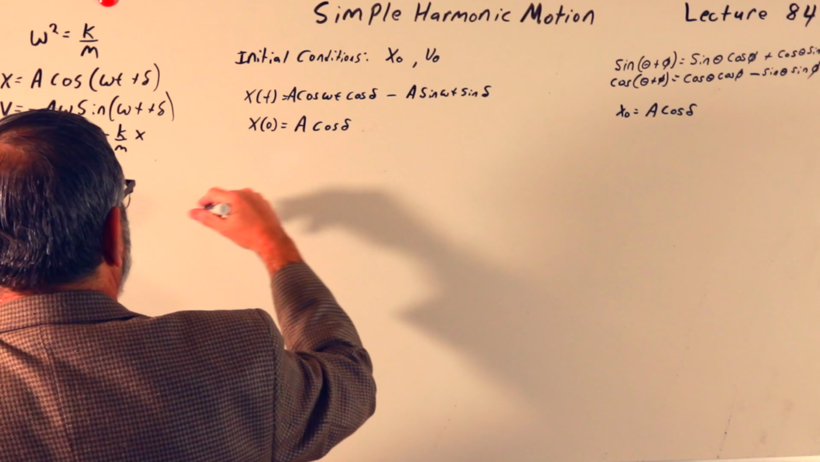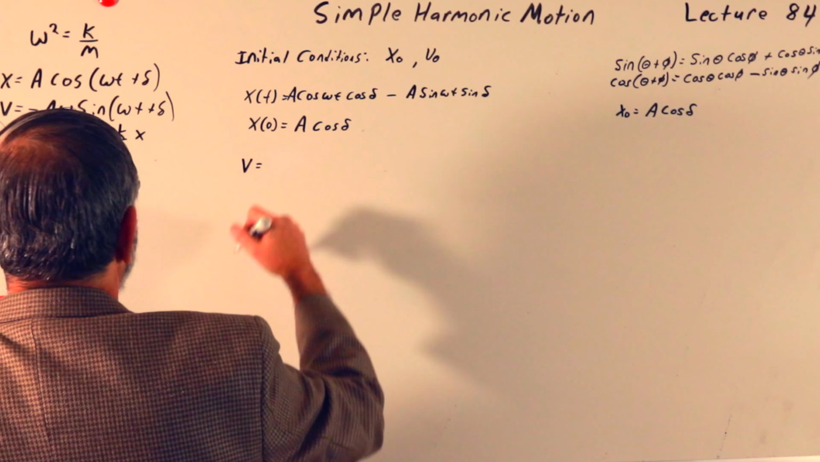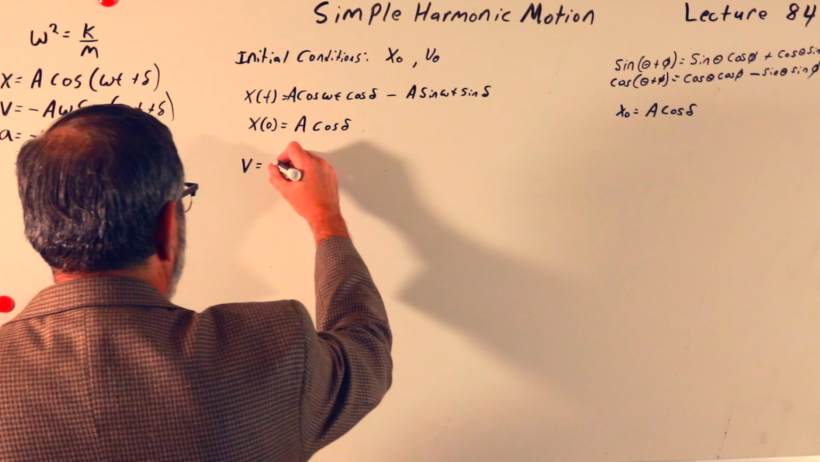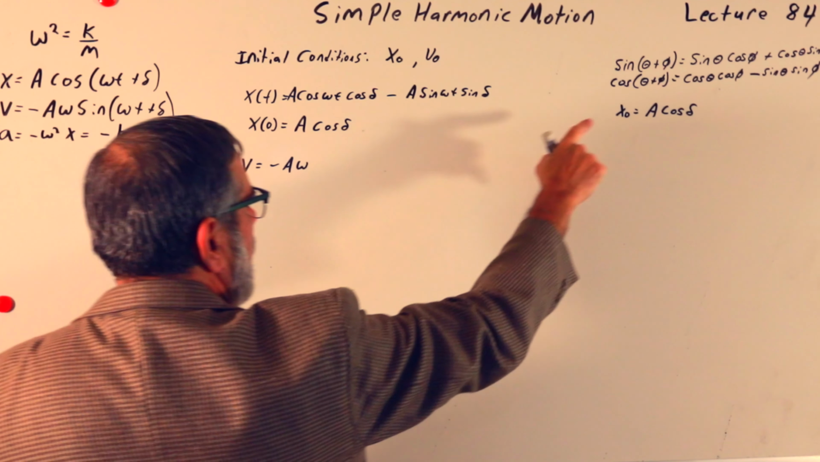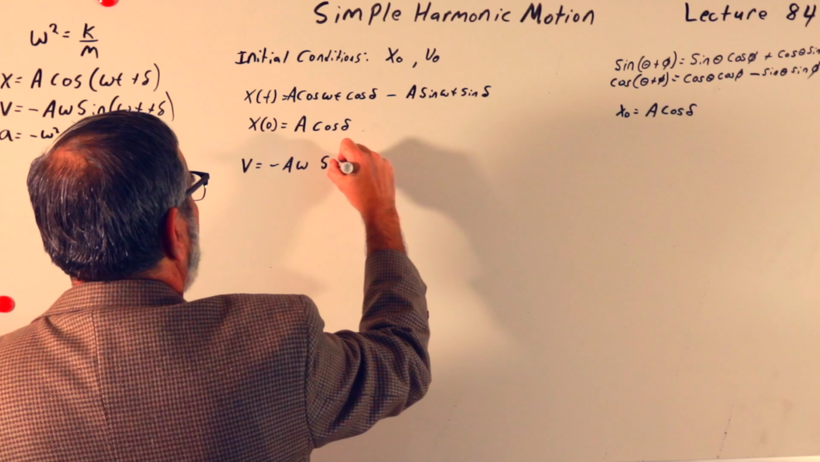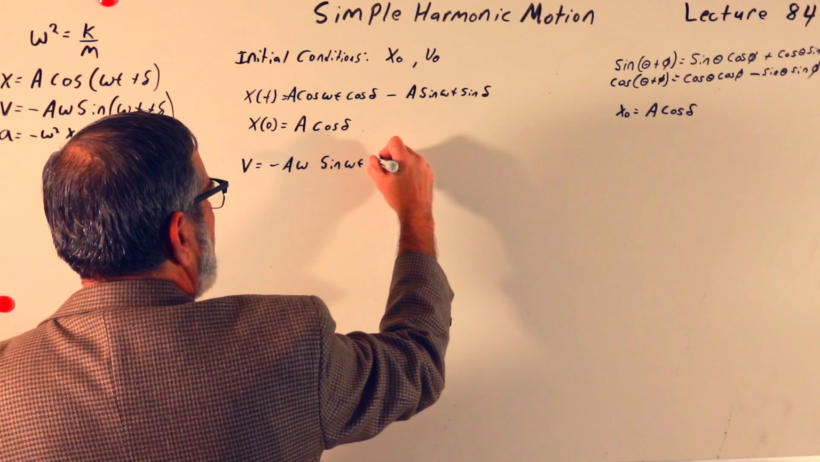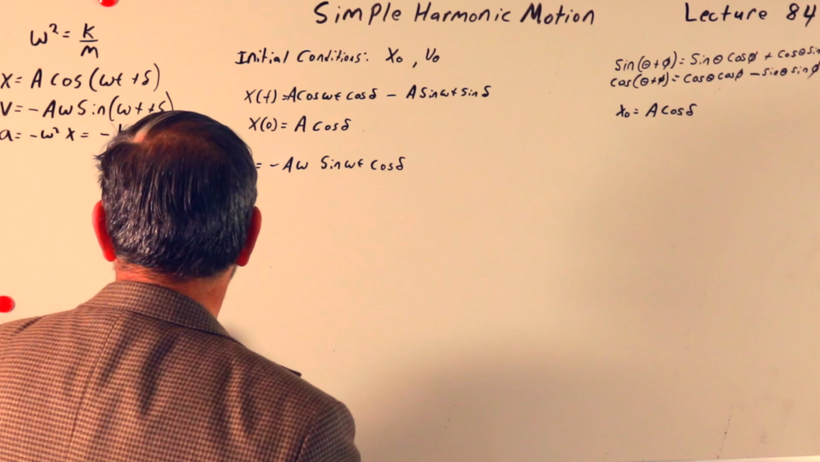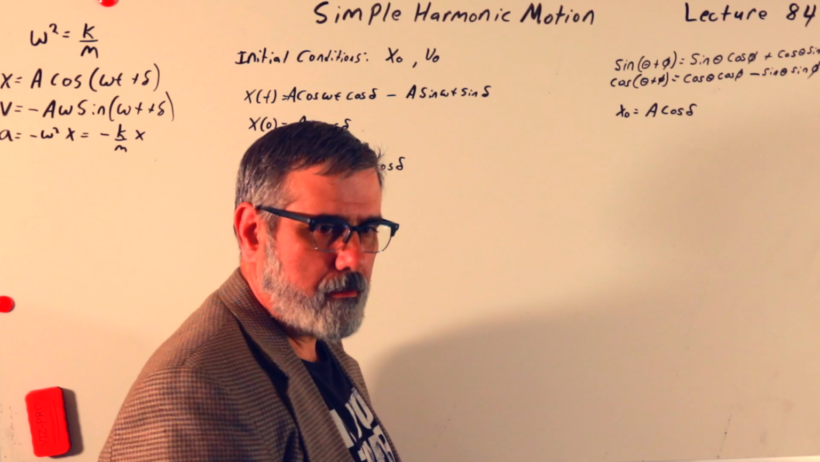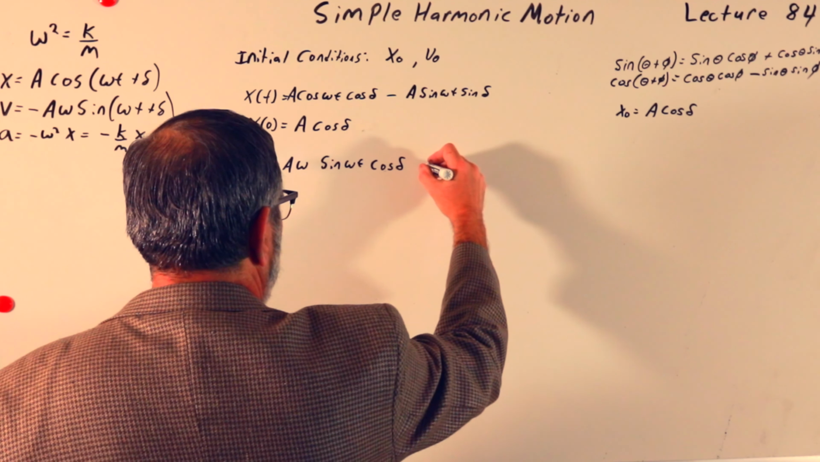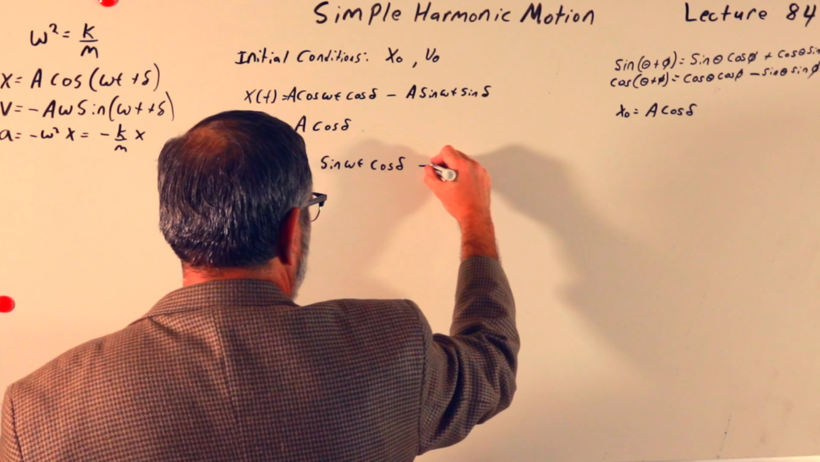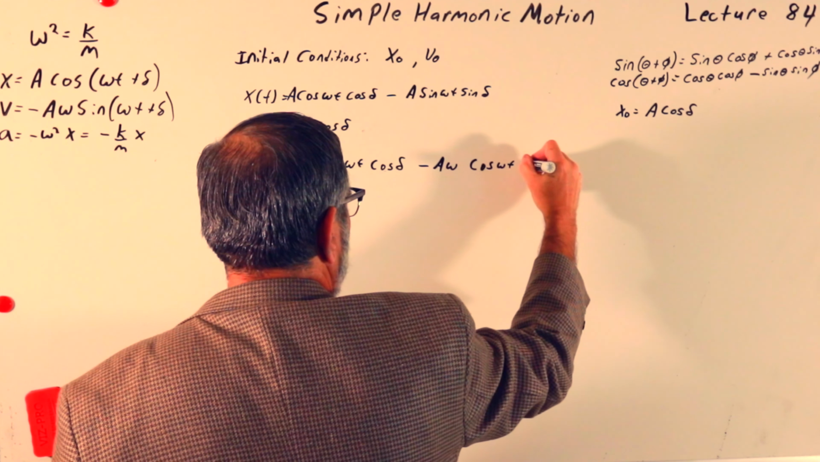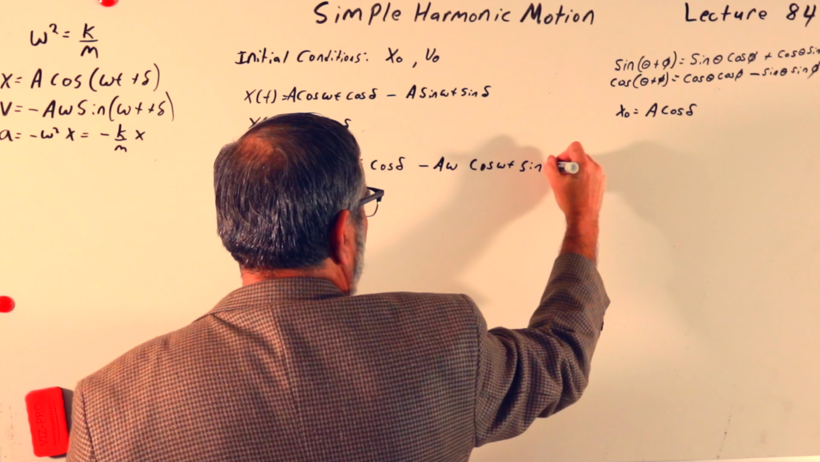Now let's do the same thing for the velocity. Remember there's a minus a omega multiplied times it. So we'll have minus a omega times the sine of omega t times the cosine of delta, because we're using this identity now, because the velocity is a sine function. Plus, but we have a minus a omega, so it's minus a omega times the cosine of omega t times the sine of delta.